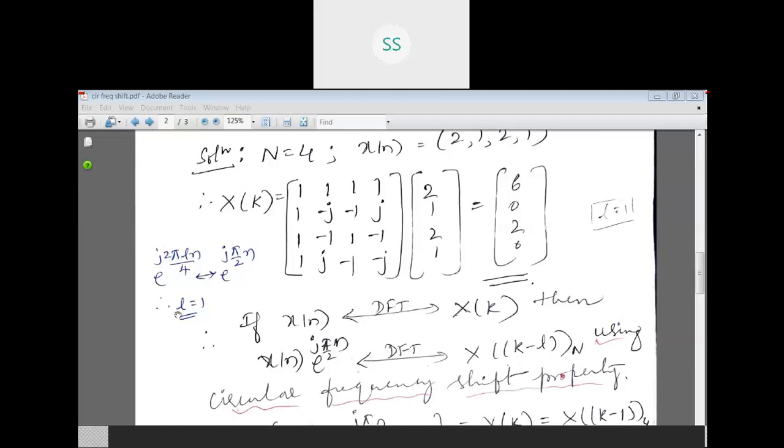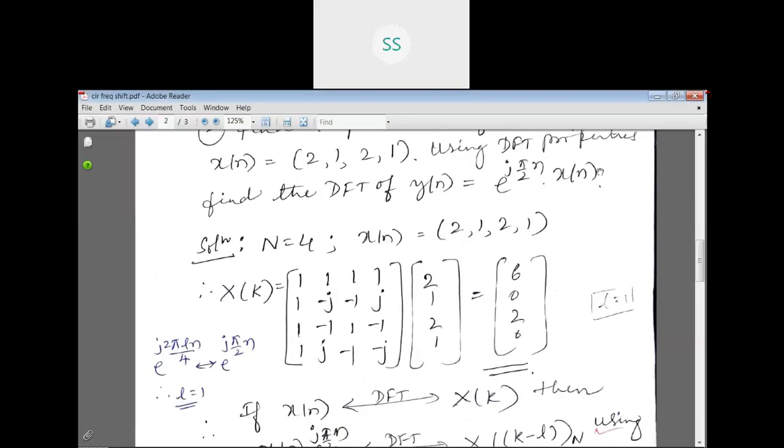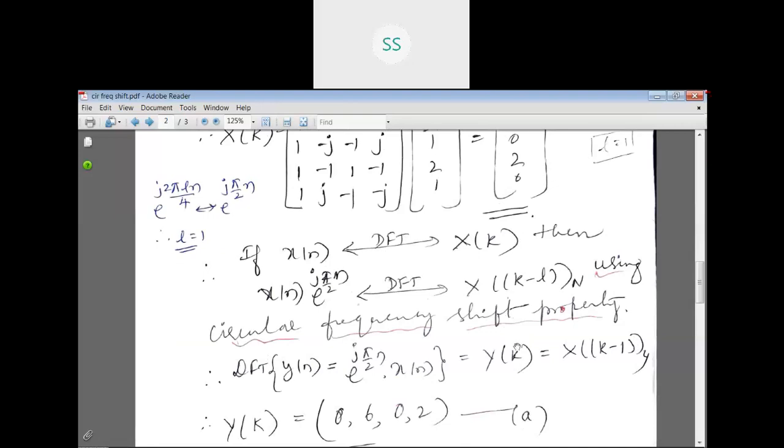Now where do I get the L? L I am getting from this exponential only. So what is the standard exponential here? e power j 2 pi ln by 4. Why 4? Because it's a 4-point DFT. Now what is given in the problem? In the problem it is given e power j pi by 2n. So I will compare these two. From this comparison I see that the L value is equal to 1. So once L is equal to 1, I know that I have to shift x of k by 1 place. I have to circularly shift x of k by 1 place.